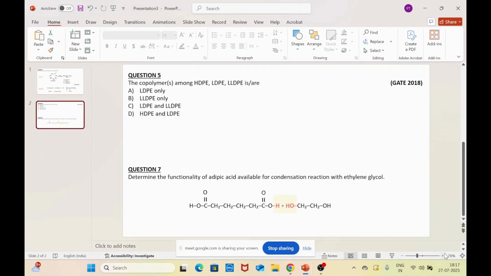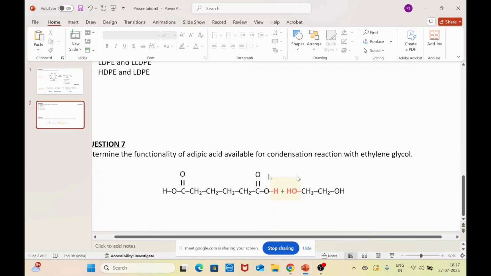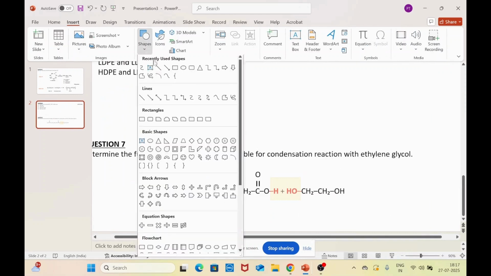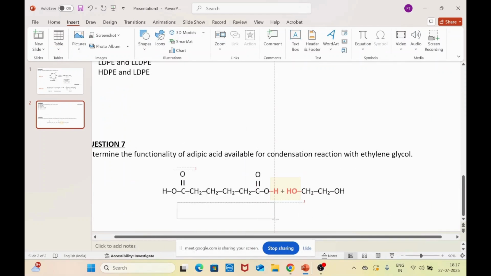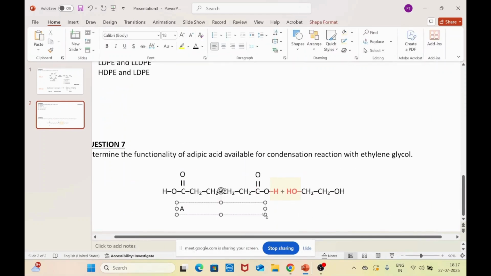Okay, so let me zoom in. So this is the adipic acid. I hope everybody is now aware, because we discussed nylon 6,6. Over there we use adipic acid and hexamethylene diamine as our set of monomers to form this polymer. This is adipic acid and this is ethylene glycol.